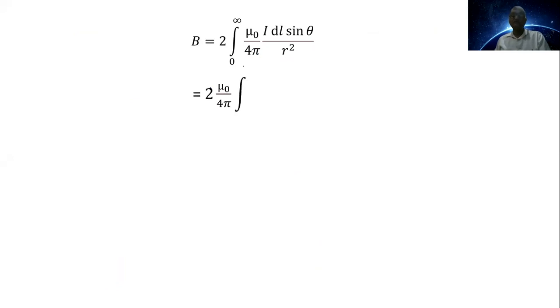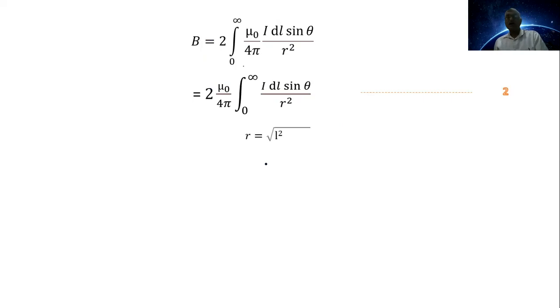Now we can put in the value of dB. That's why we get here B equals twice the integral of mu 0 upon 4 pi I dl sin theta upon r square between the limits 0 to infinity. Now we can take the constants mu 0 upon 4 pi out of this integration, and in the bracket we have the integral of I dl sin theta upon r square. Suppose this is our equation number 2.